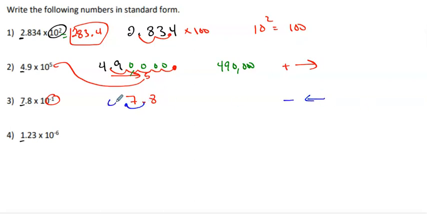So left 1 power. So 0.78. Again, because 10 to the negative 1 is 1 over 10, or 1 over 10 to the positive 1, which is 1/10, and multiplying by 1/10 is the same thing as dividing by 10. So when you multiply, you move by a power of 10, you move to the right. When you divide, you move to the left.